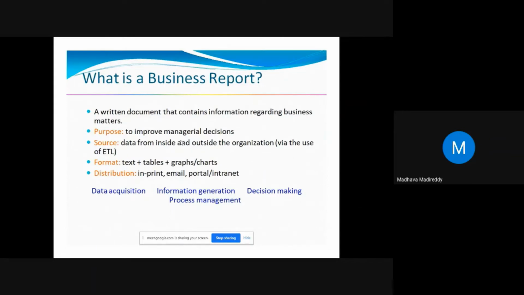So what is the purpose of a business report? To enable and improve the ability of managers to make decisions. What is the source? The data can be from inside or outside of an organization. And the format can be text, tables, graphs, charts, anything that is useful for the end reader to understand. The distribution is via printed material, mail, portal, and now social media. So many distribution methods are there.